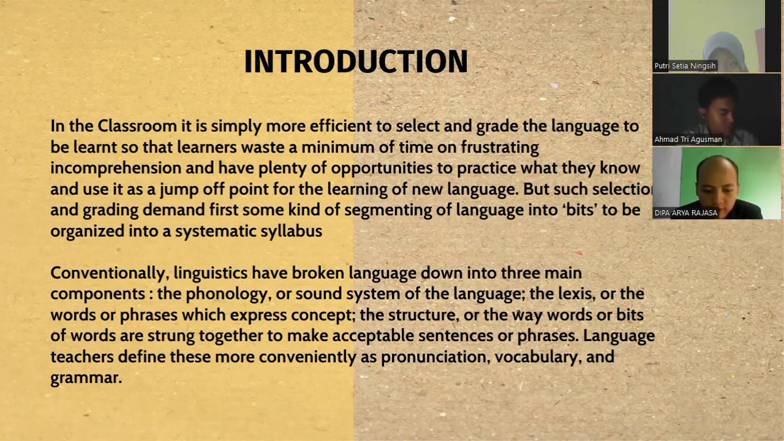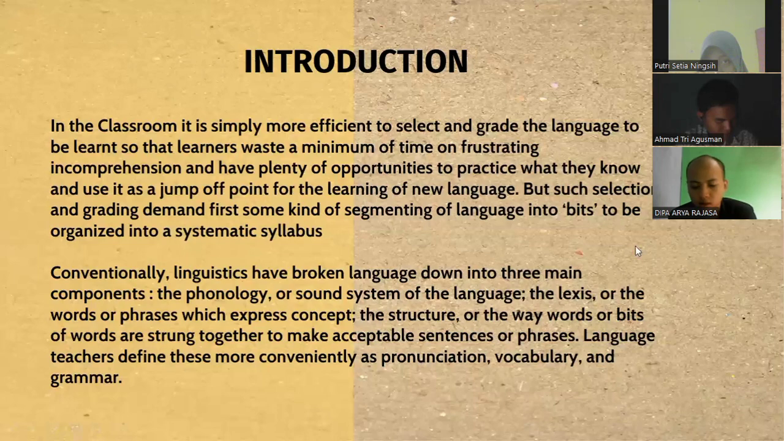Conventionally, linguists have broken language down into three main components: the phonology or sound system of the language, the lexis or the words or phrases which express concepts, and the structure or the way words or bits of words are strung together to make acceptable sentences or phrases. Language teachers define this more conveniently as pronunciation, vocabulary, and grammar. A language course may be based on pronunciation, vocabulary, and grammar, or on the more communicative categories of topics, situation, notion, and function.